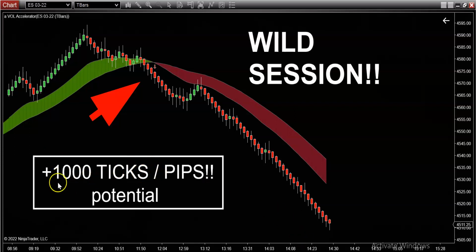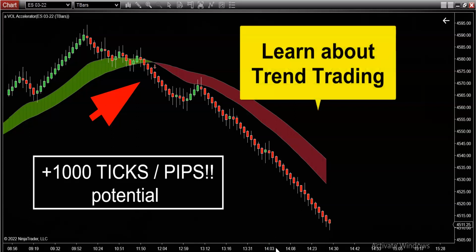I mean, I think this is going to be the norm for this year, folks. All right, where the market's going to be moving up and down, thousands of ticks and thousands of pips every day. And so, look, guys, if you want to change your bad habits or you want to learn a new skill, educate yourself and learn about the power of trend trading.